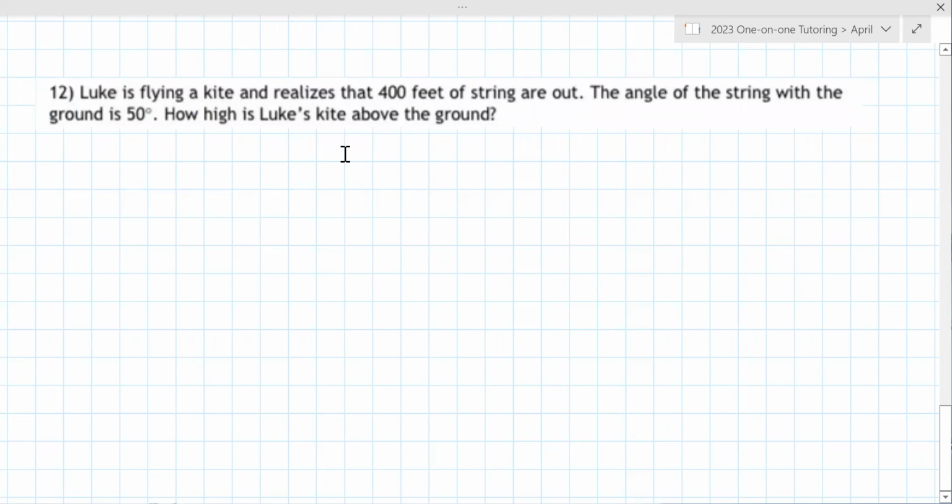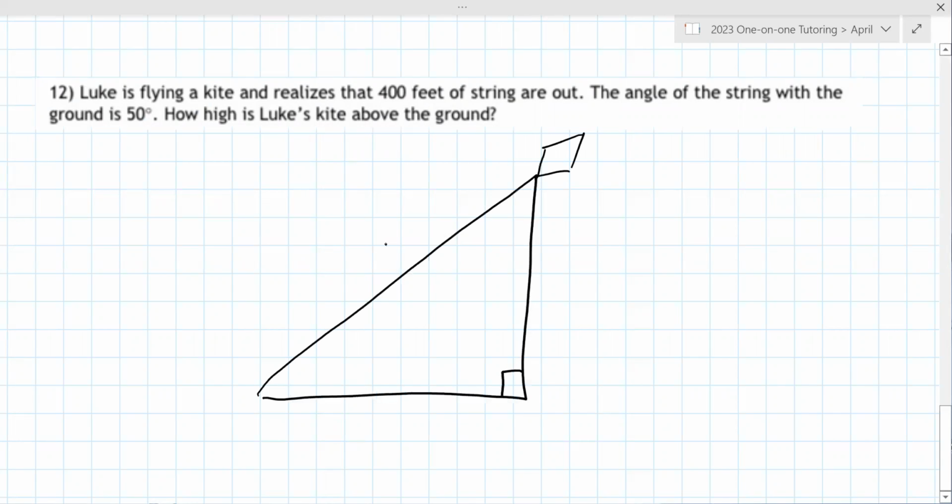Okay, Luke is flying a kite and realizes 400 feet of string are out. So here's the scenario. That'll be the hypotenuse. Exactly. The kite here is always at an angle like that. You've correctly answered my first question, which is which one is the hypotenuse? Are we solving for A or B?